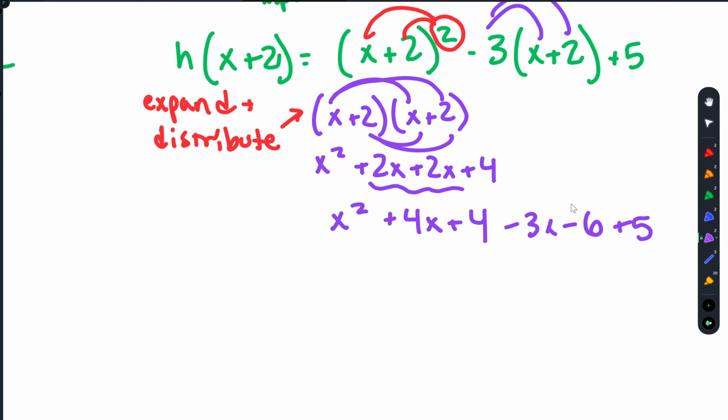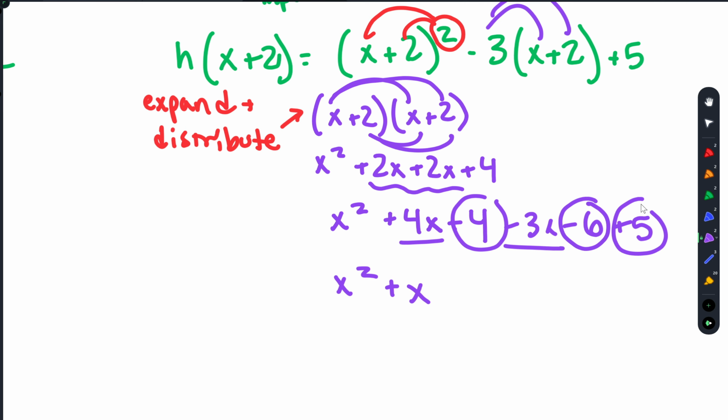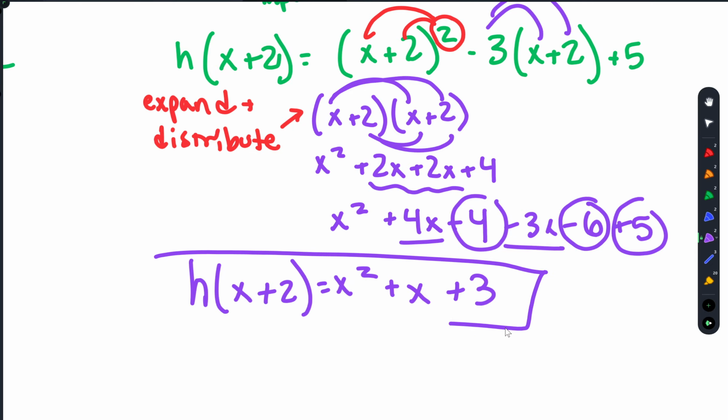And then from here, I can just combine my like terms. I can combine the 4x and the negative 3x to get plus 1x. And then I can combine these guys. That's, what am I looking at? Positive 3. So h, when x is x plus 2, is x squared plus x plus 3.